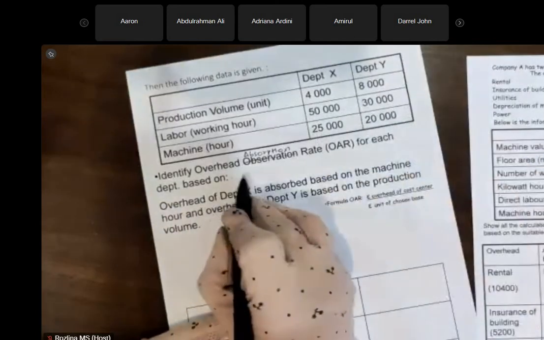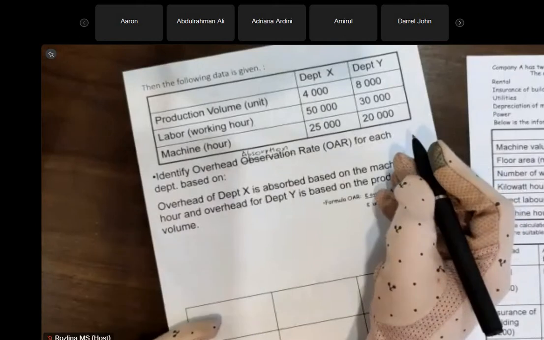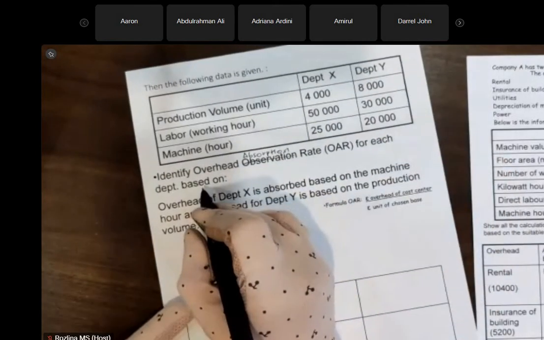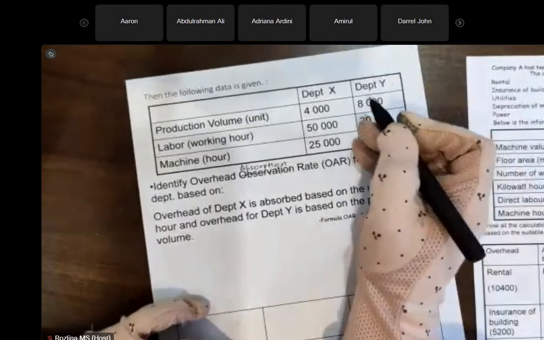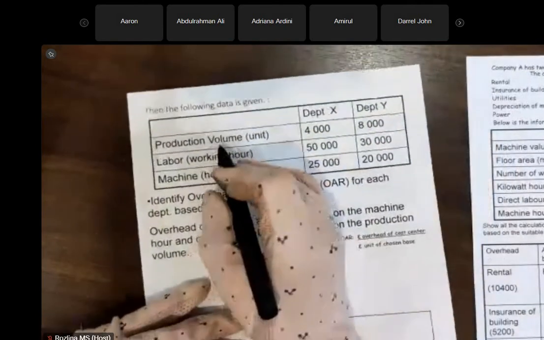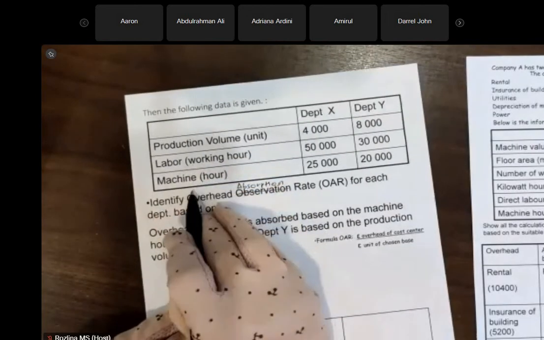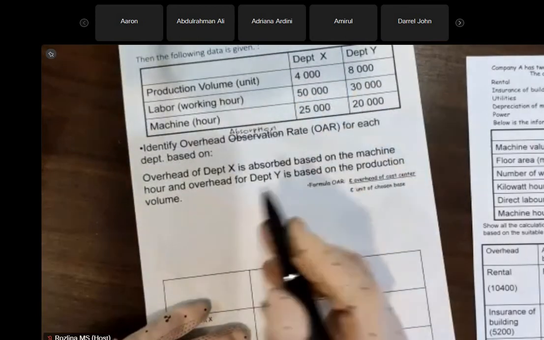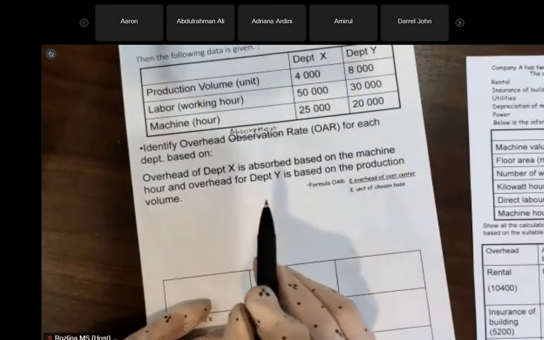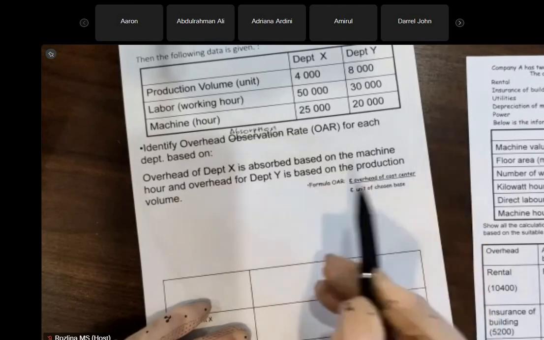OAR, overhead absorption rate. Serap, kadar serapan overhead for each department. They will provide you the data of production volume, labor working hour and machine hour. So, it depends, tengok pada question. Ataupun maybe top management will decide what they want to use for the basis.